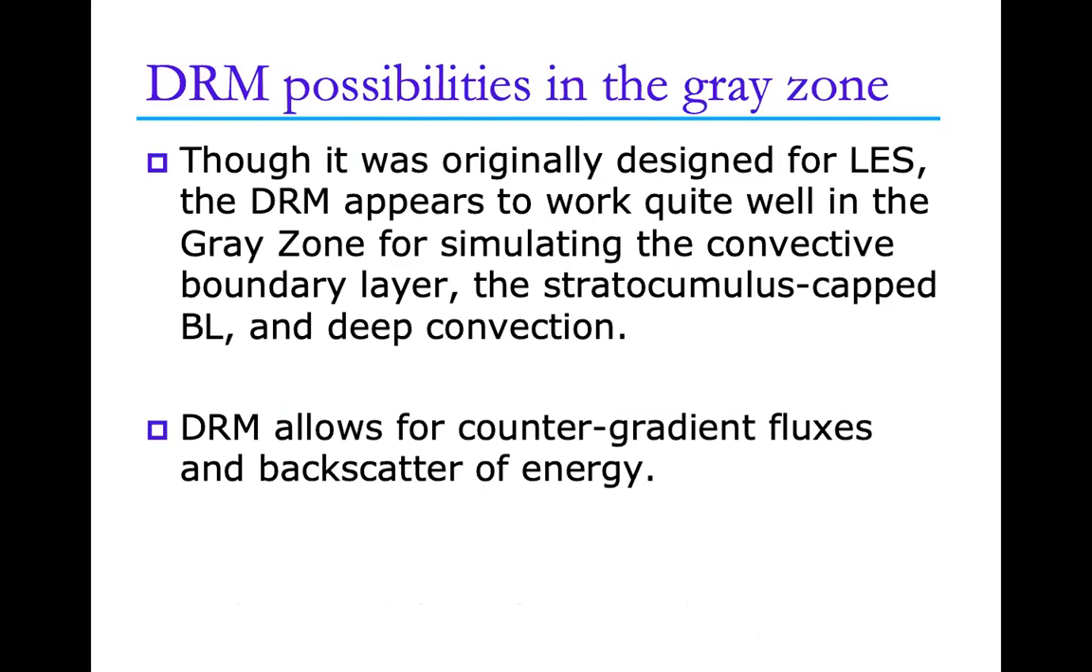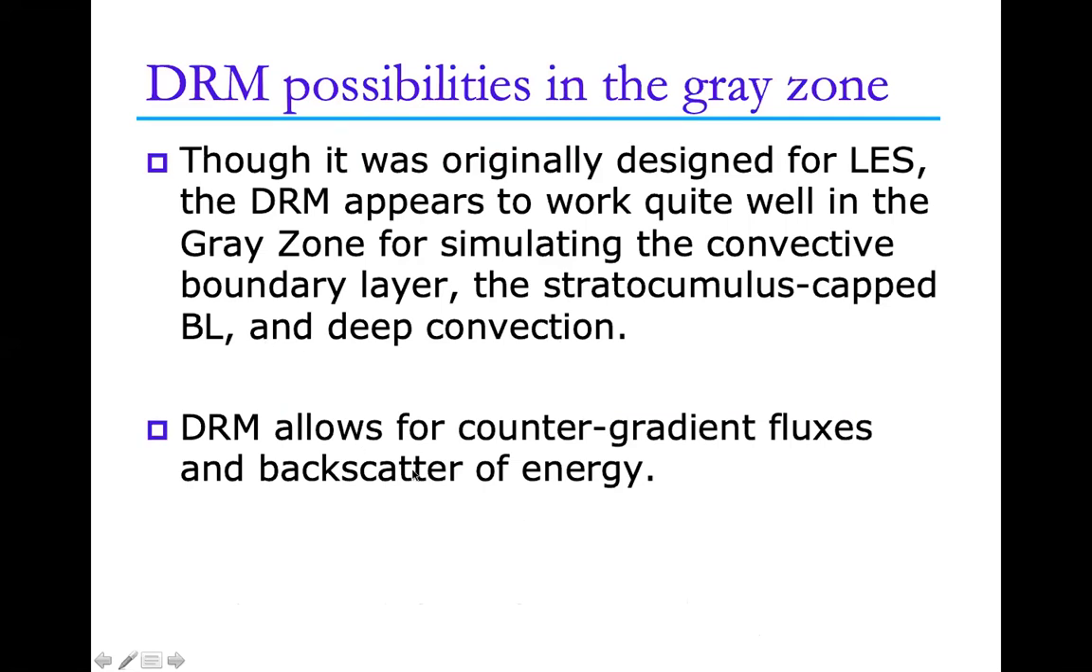So one last concluding thought is that the dynamic reconstruction model shows some promise in the gray zone. The DRM was originally designed for LES, but it appears to work quite well in the gray zone, from what we've seen so far for simulating the convective boundary layer, the stratocumulus boundary layer, and for deep convection.